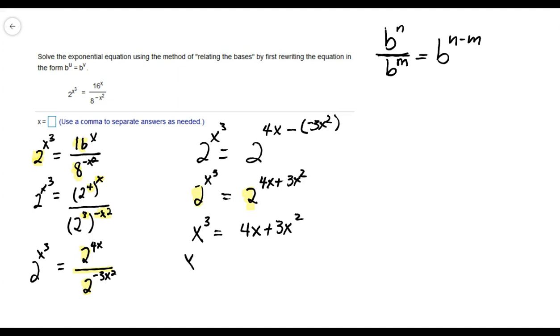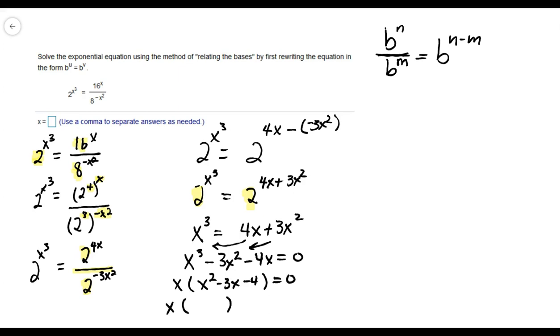I'm going to move all the terms to the same side. So when these terms move over, they change to negative. I'm going to solve by factoring. There's a common factor of x. Becomes x squared minus 3x minus 4. Continue factoring the quadratic. X and x, 4 and 1, the minus and a plus.